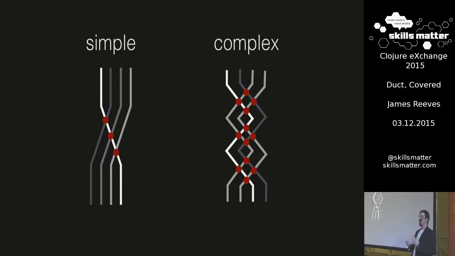This is a definition which was first proposed by Hickey in his talk "Simple Made Easy," and he basically says that simplicity is a lack of connections, a lack of intertwining, and complexity is lots of things which are intertwined.